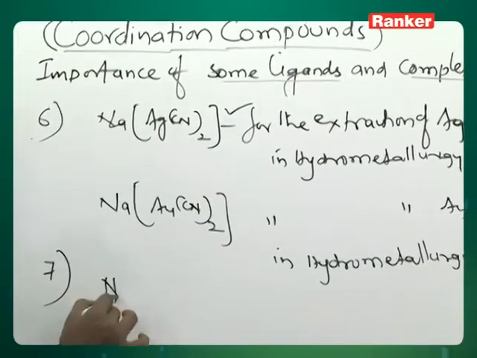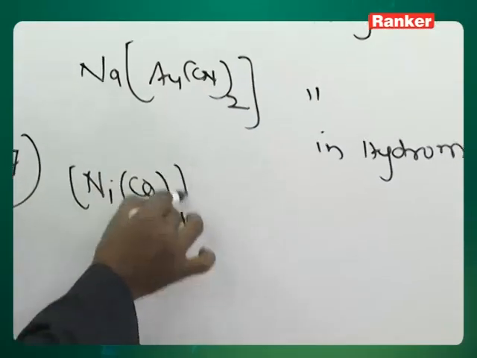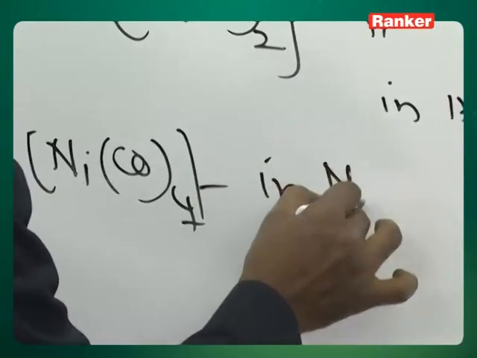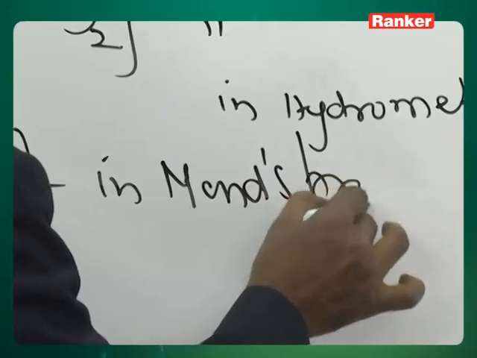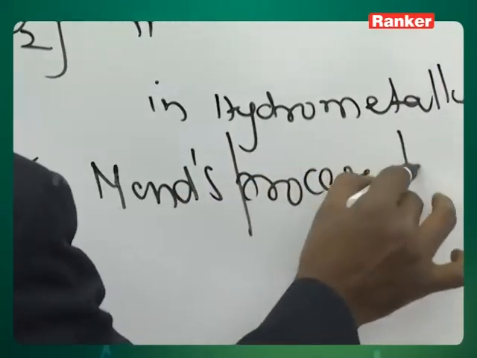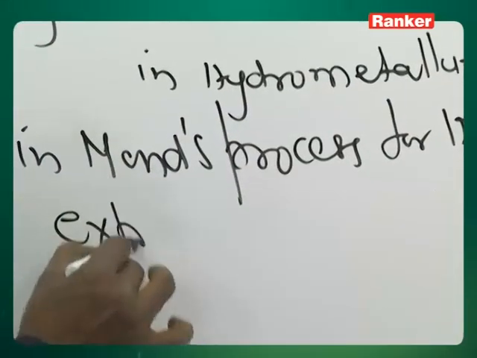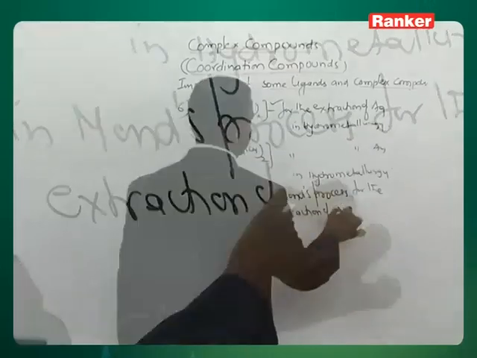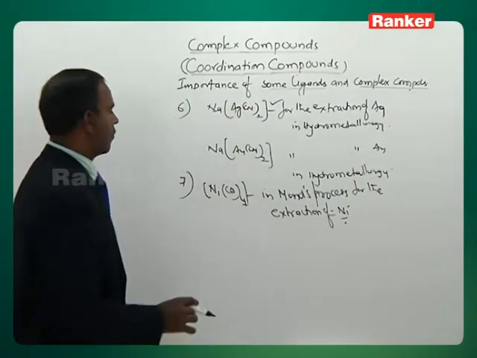See, nickel tetracarbonyl, you might be knowing this, one of the famous complexes, is used in the Mond process for the extraction of nickel.